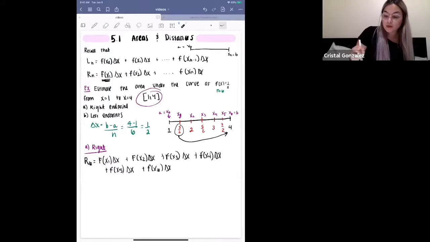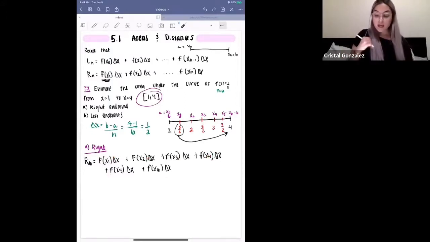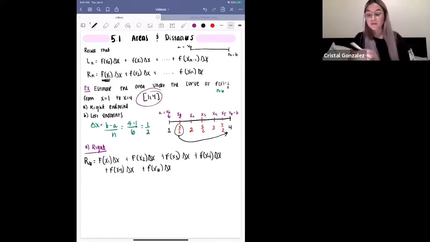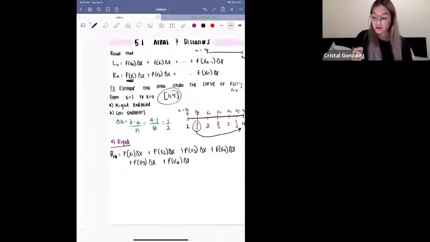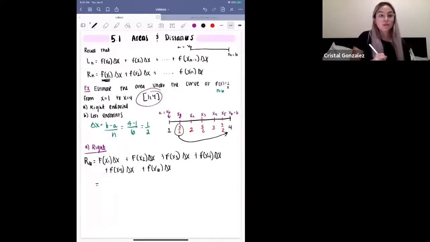Here we have 1, 2, 3, 4, 5, 6. So perfect, we have 6 intervals. And now what we're going to want to do is evaluate f of x1, f of x2, f of x3, and all the way to f of x6. To do this, recall that our function here is f of x equals 1 over x.